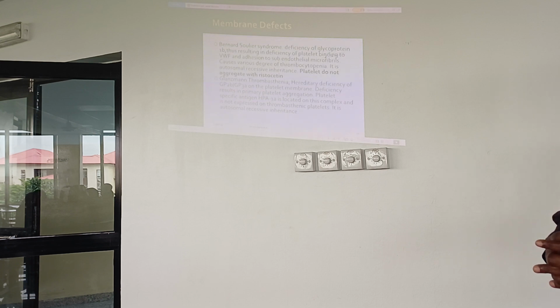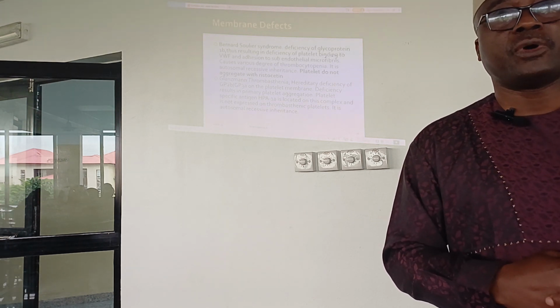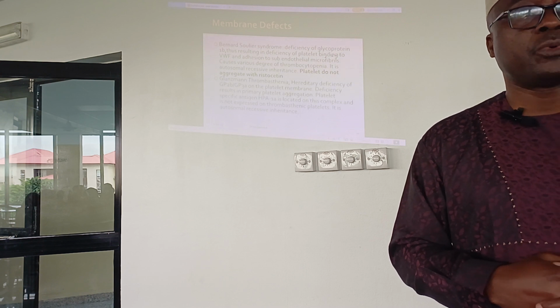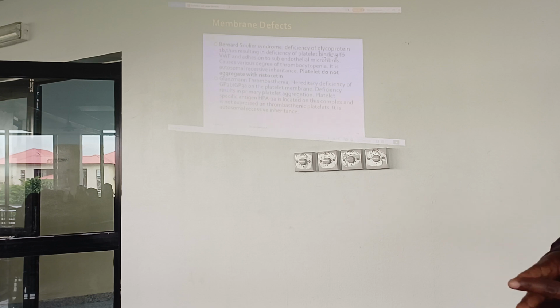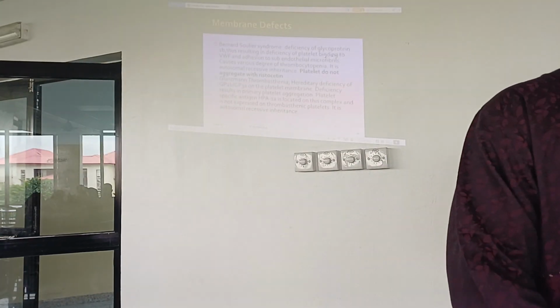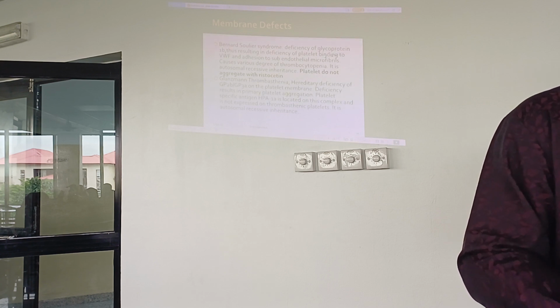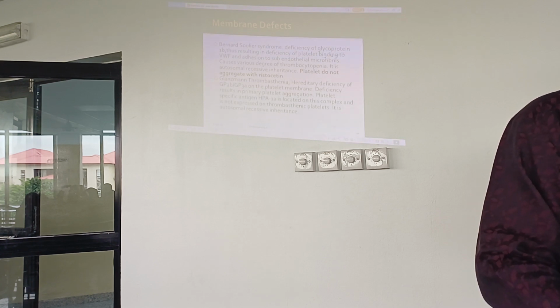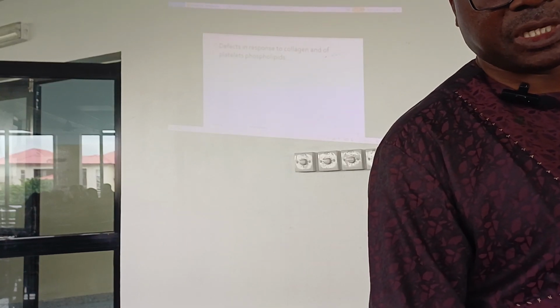So there is this Glanzmann thrombasthenia, which is an inherited deficiency of glycoprotein 2B3A, and it can also affect the quality of the platelets. So what is expected of you is that you know that Glanzmann thrombasthenia is 2B3A. You should know that Bernard-Soulier is 1B. Those are the hereditary deficiencies.